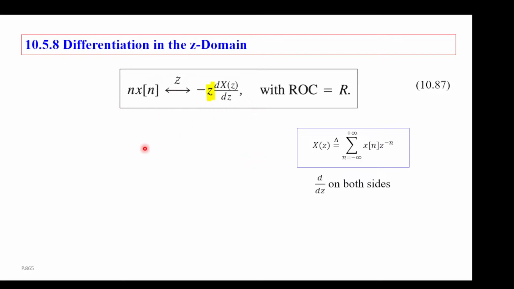You can derive this by just taking d/dz on the z transform formula here. So you take d/dz here, then you get dX/dz, and on the other side you only get a differentiation on z, so you get a minus n factor, which accounts for this minus 1 and n, but z to the minus n also becomes z to the minus n minus 1. So the extra minus 1 power of z becomes this z here. Okay? And yeah, so that's the derivation of this thing.